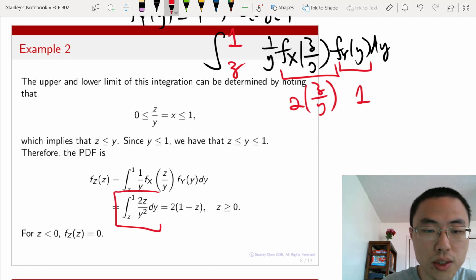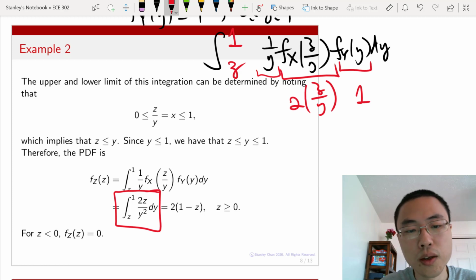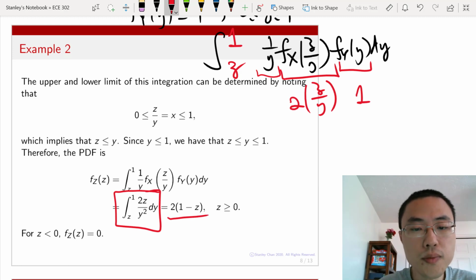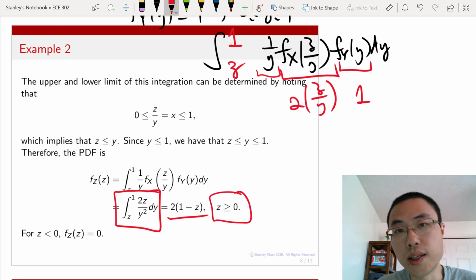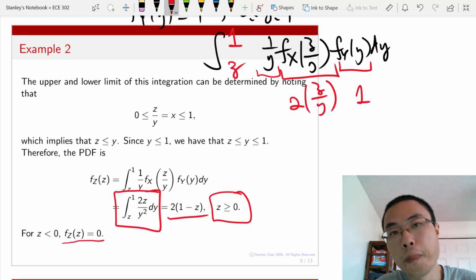So that will go to here. This is the integration from z to 1 of 2z over y, and then there is another 1 over y here, so you have 1 over y squared. You do the calculus, you show that this is 2 times 1 minus z, and that's true for any z bigger than 0. For any z that is less than 0, you can show that the PDF is 0.